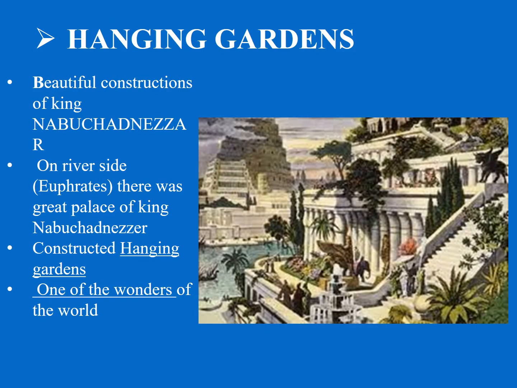Here comes the most famous example of Babylonian architecture, the Hanging Gardens. The Hanging Gardens is one of the beautiful constructions of King Nebuchadnezzar. On the riverside of the Euphrates, there was a great palace of King Nebuchadnezzar in which there were the Hanging Gardens. The Hanging Gardens were considered one of the wonders of the world.